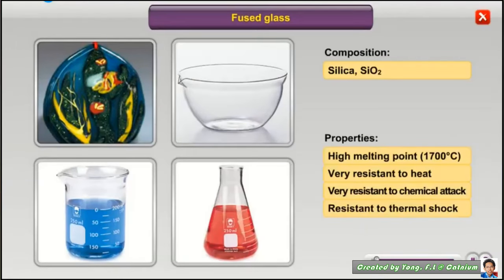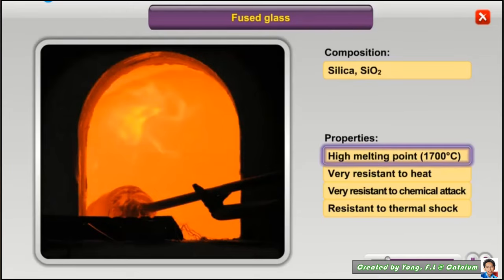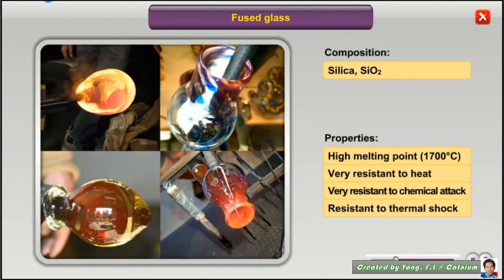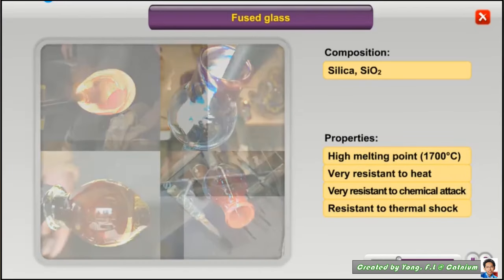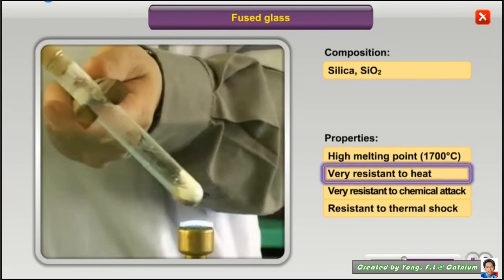Fused glass is also known as quartz glass. Fused glass is made of 99% silica. It is heated until it melts at 1700 degrees Celsius and then cooled immediately. Thus, this makes it difficult to melt or mold it into shapes. This glass is very resistant to heat. It does not crack with sudden temperature change.